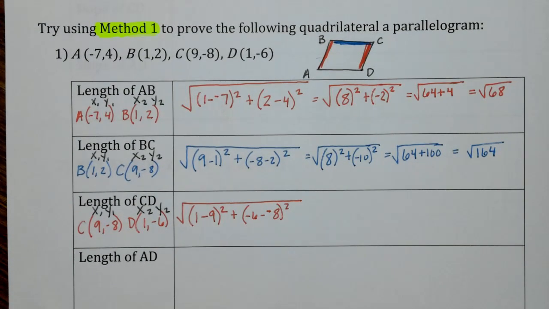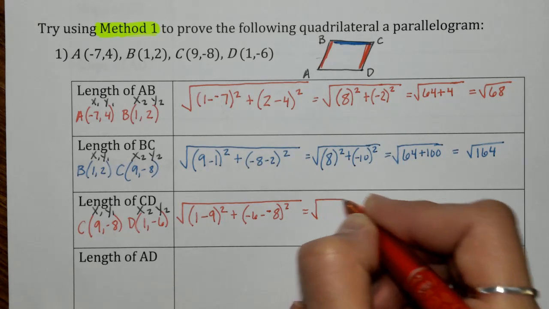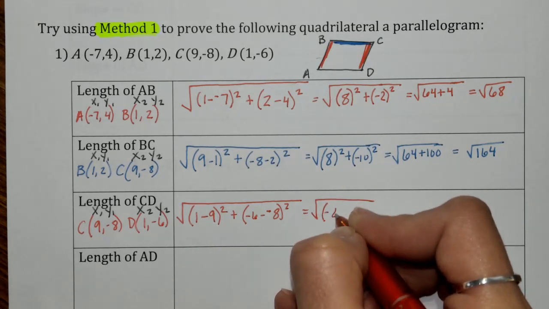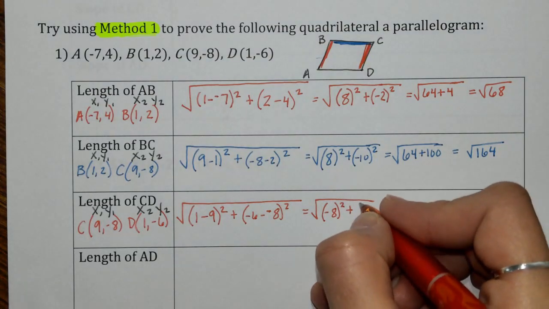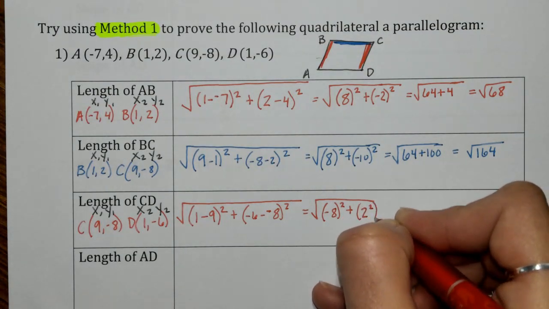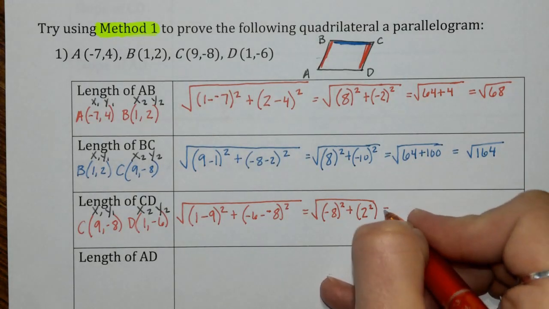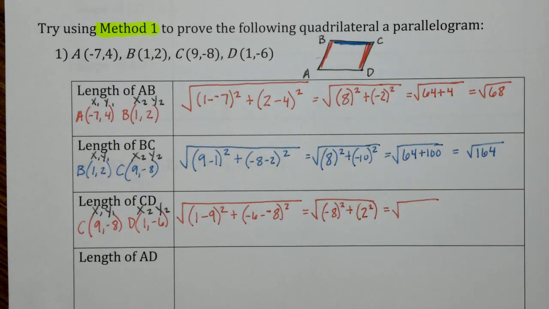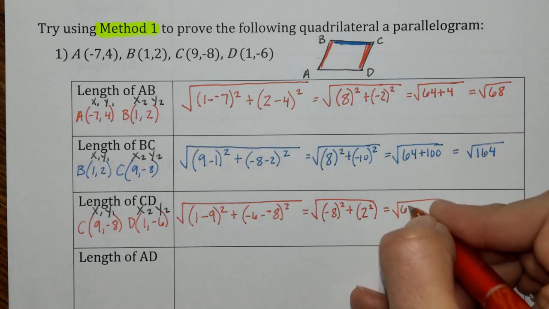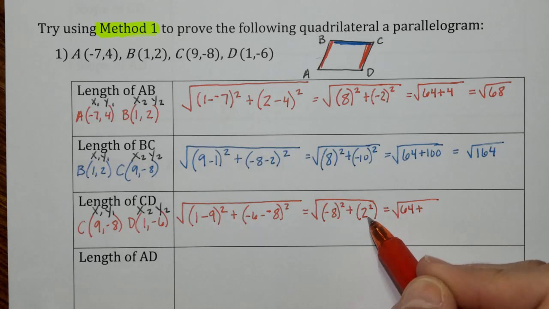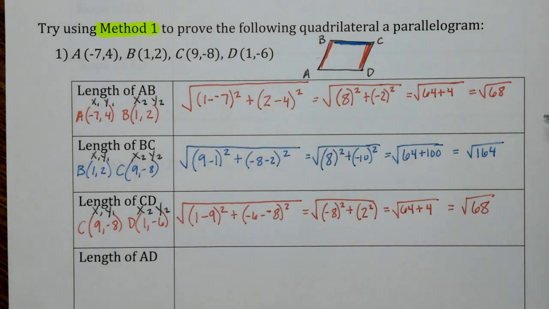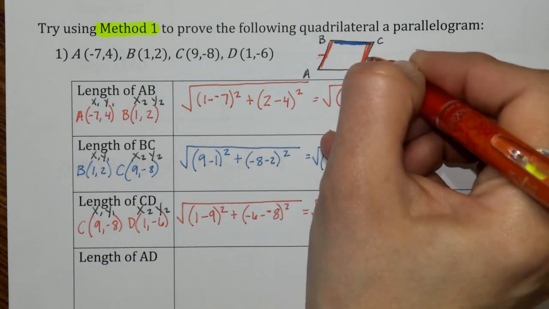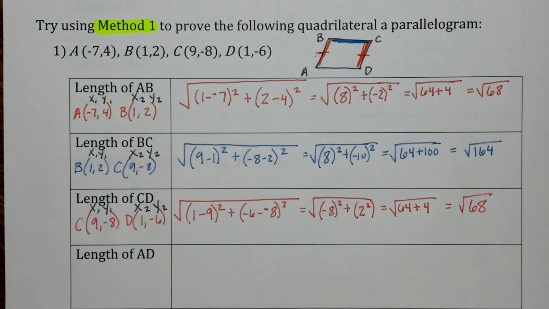So now we're going to go through and solve the subtraction problems here. 1 minus 9 is going to give you a negative 8 squared, plus, now we have a negative 6 minus a negative 8. That's going to turn into a negative 6 plus 8. We're going to go into the positives here. We're going to have a positive 2 squared. When we square these, negative 8 squared is 64. And then our 2 squared is 4, giving us the square root of 68. So far we have one pair of parallel, congruent sides.